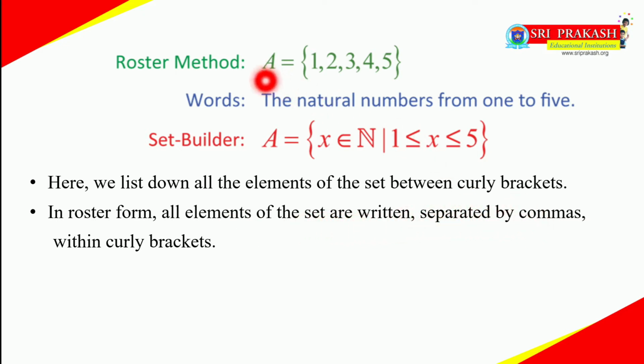Here you can observe that this is a set A in which the elements are 1, 2, 3, 4, 5, which indicates the natural numbers from 1 to 5. The elements are written between curly brackets, separated by commas, and every set should have a name, and that name should be a capital letter.